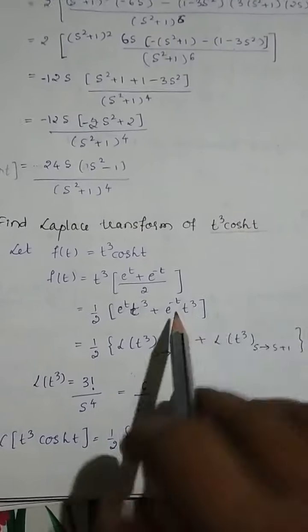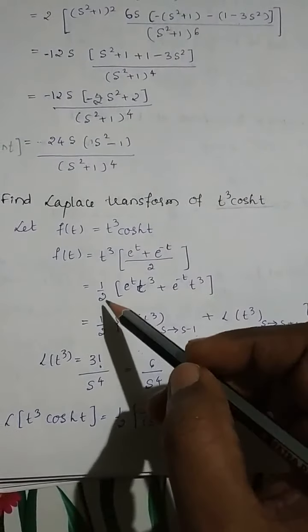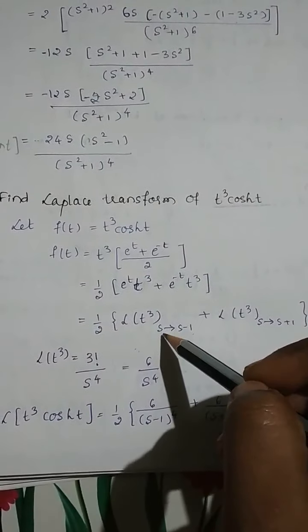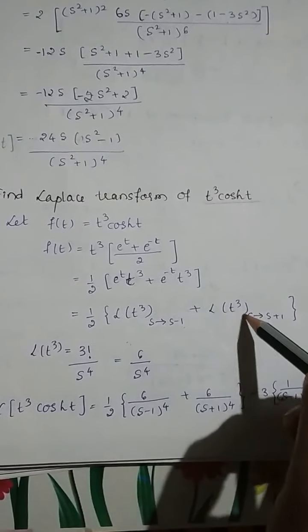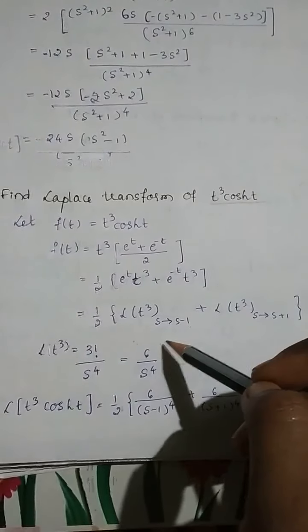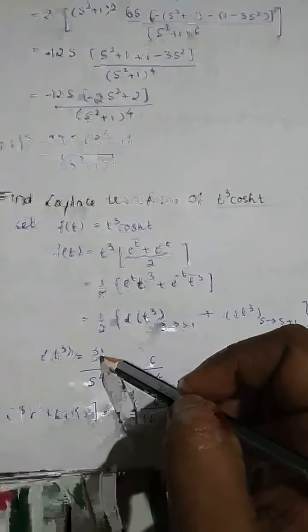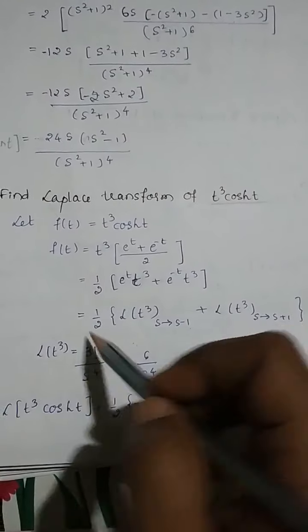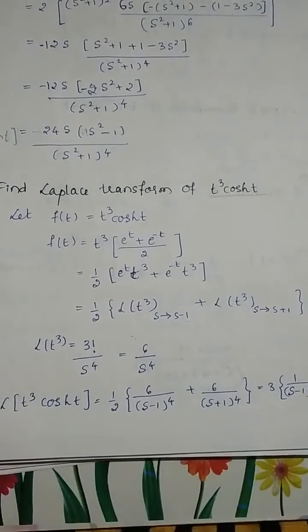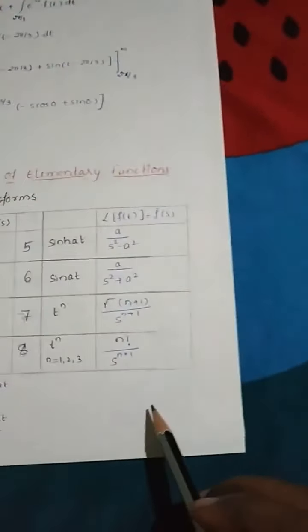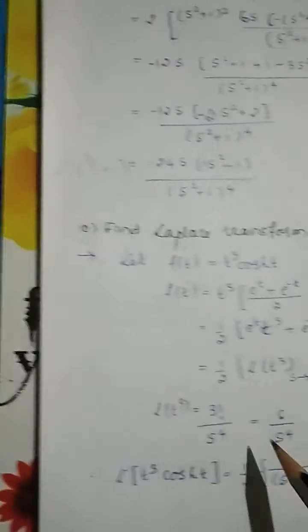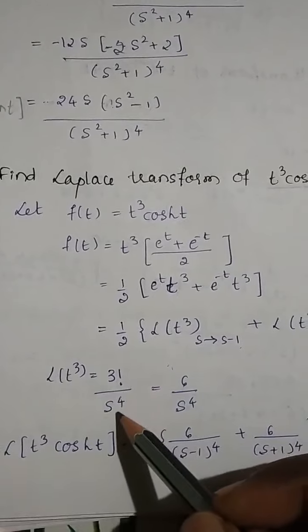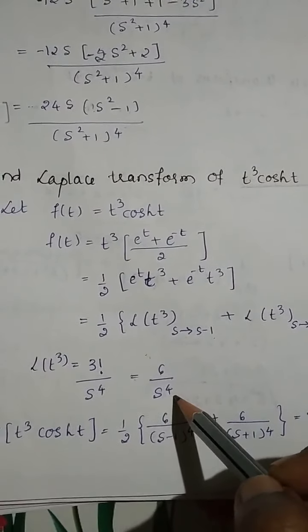Next we need to find the Laplace transform of these terms, that is 1 by 2 into bracket L of t cube with s tends to s minus 1, e raised to at f of t, plus L of t cube with s tends to s plus 1, because here a is minus 1, here a is plus 1. Next, L of t cube is 3 factorial upon s raised to 4. Here t raised to n has positive integer n, therefore we apply the Laplace transform n factorial upon s raised to n plus 1. Here n is 3, therefore it is 3 factorial upon s raised to 4, that is 6 upon s raised to 4.